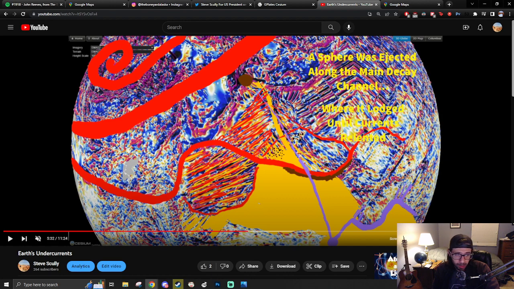Like same goes for this spot where I was thinking maybe it even got some lift, or like separation, like the beam, like it's just a straight beam that literally is on a curved surface, so it goes straight. So at some point it physically causes undetectability on the surface below of this moving sphere, because where's this moving sphere? Sphere was ejected along the main decay channel where it lodged until currents relented.